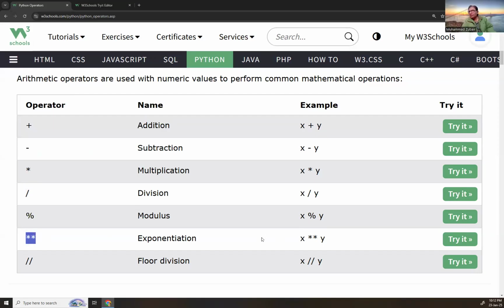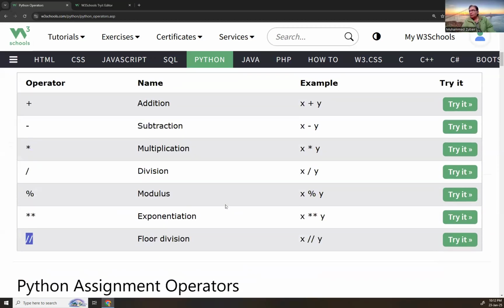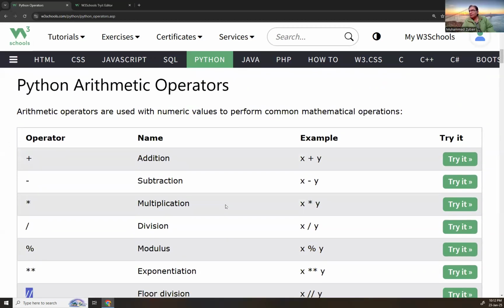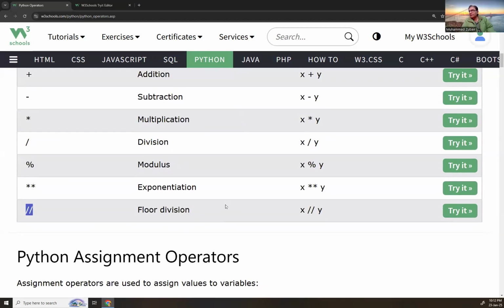It means x raised to the power y. I don't know that way. I didn't learn that way in my school. Okay, no problem. There is another operator, and that is floor division. I don't know that one too. Okay, don't worry.